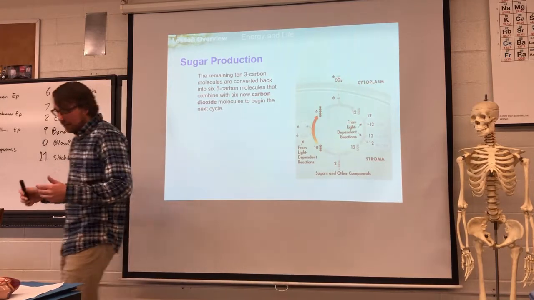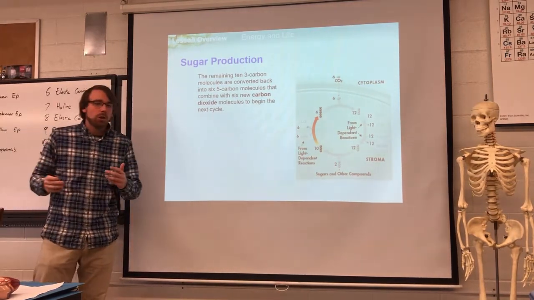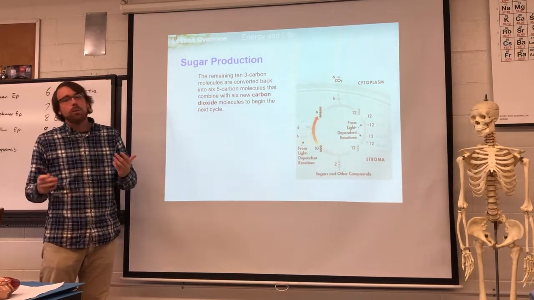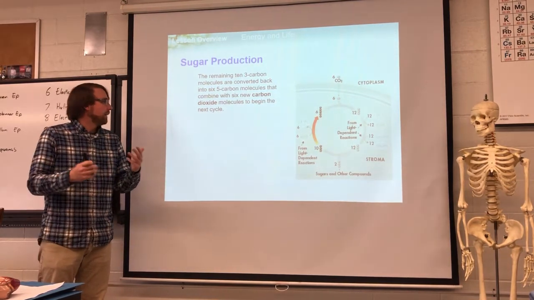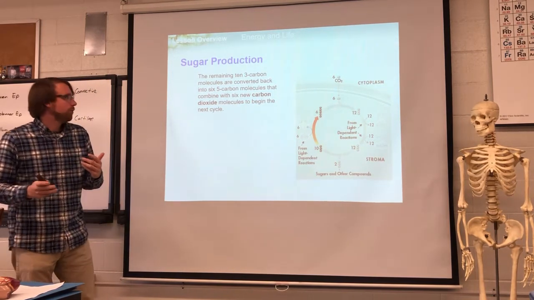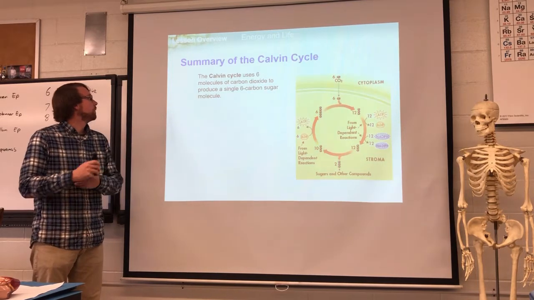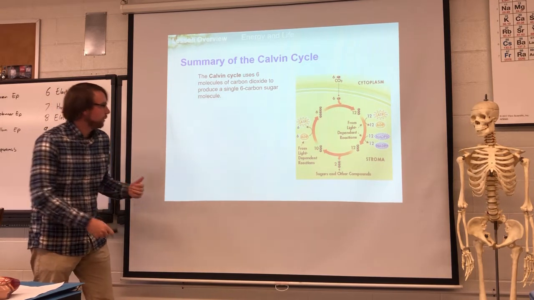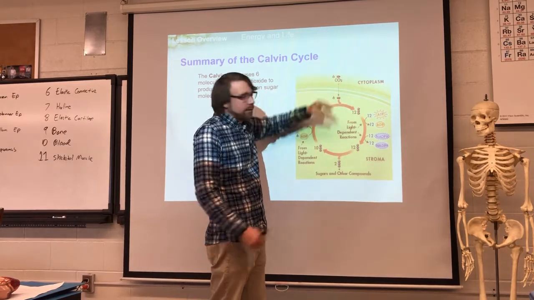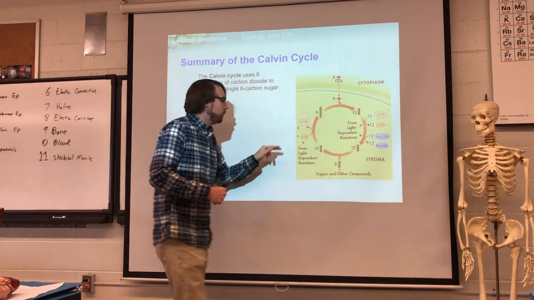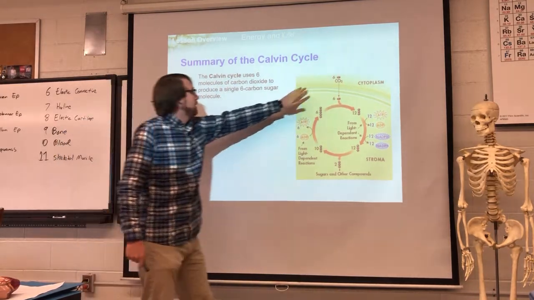This cycle is going to be running in the chloroplasts of all plants. This cycle can continue into the night because it can continue so long as there is stored ATP and NADPH. So the Calvin cycle uses 6 molecules of carbon dioxide to produce a single 6-carbon sugar molecule. Now, it doesn't just take the 6 carbon dioxides and push them all together. It has a large chemical process it has to do, but in effect, it's taking 6 carbon.